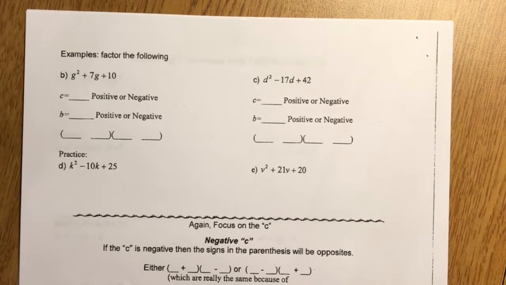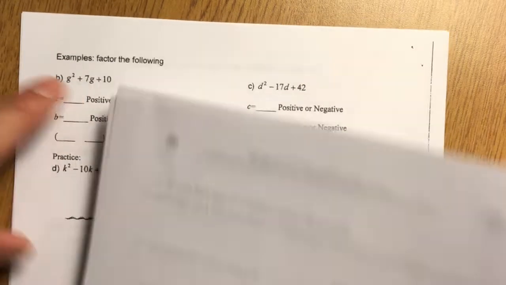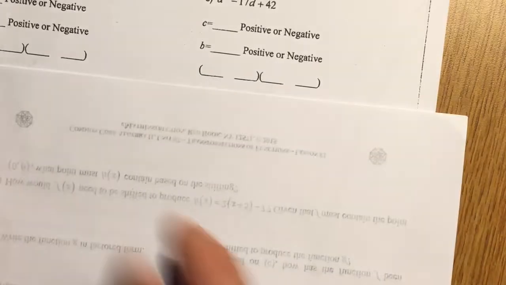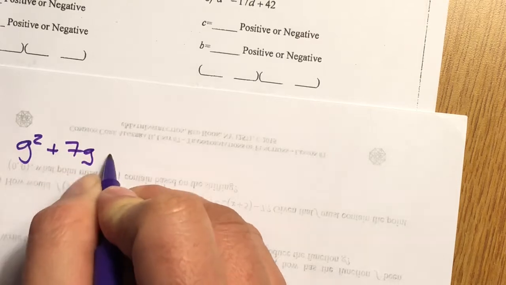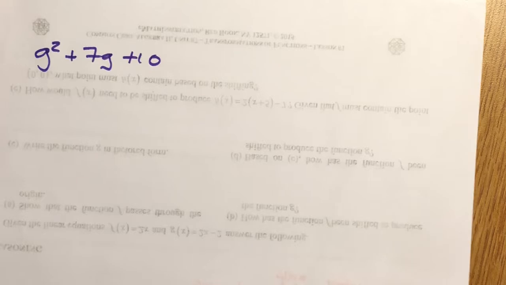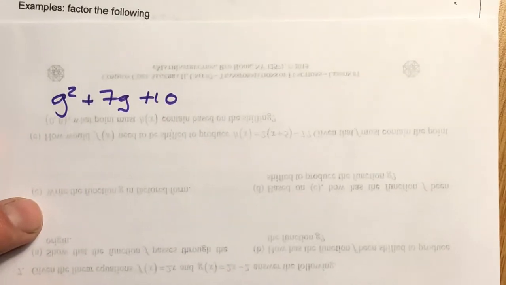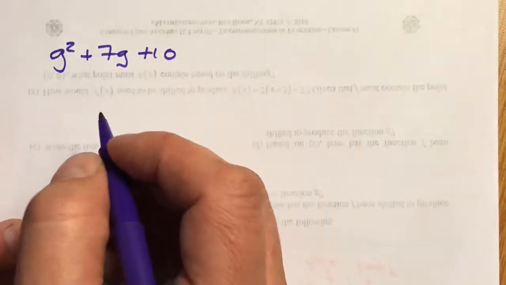All right, just trying to find a clean sheet of paper here. Let's take this one right here. Now I'm just going to use this piece of paper and rewrite it so I have more room here. G squared plus 7G plus 10. All right, so let's use the box method first.